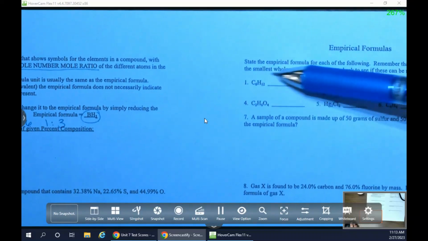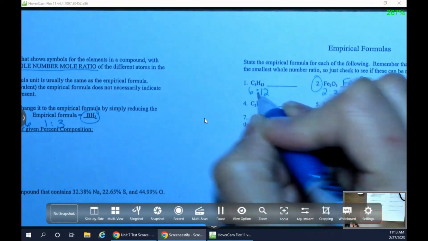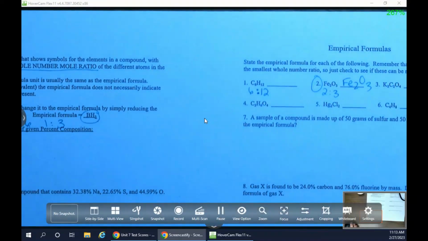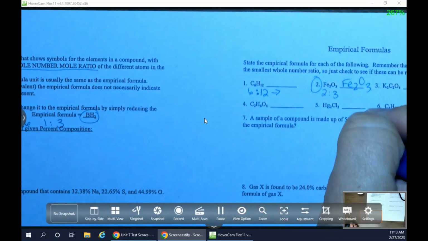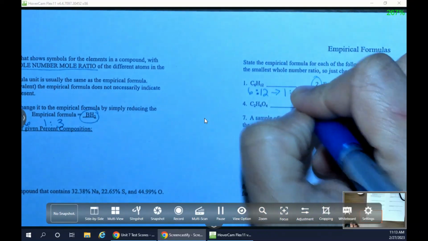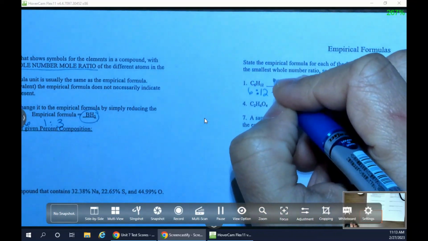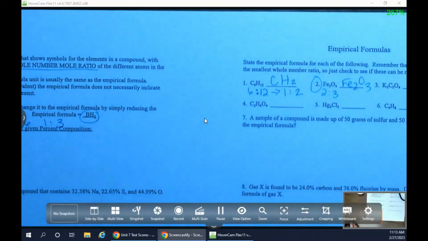Whereas number 1 right next to it had a 6 to 12 ratio. Is that an empirical formula yet? No, because that one can be reduced to what? The ratio. What should the ratio be? 1 to 2. 1 to 2. So CH2. Okay?